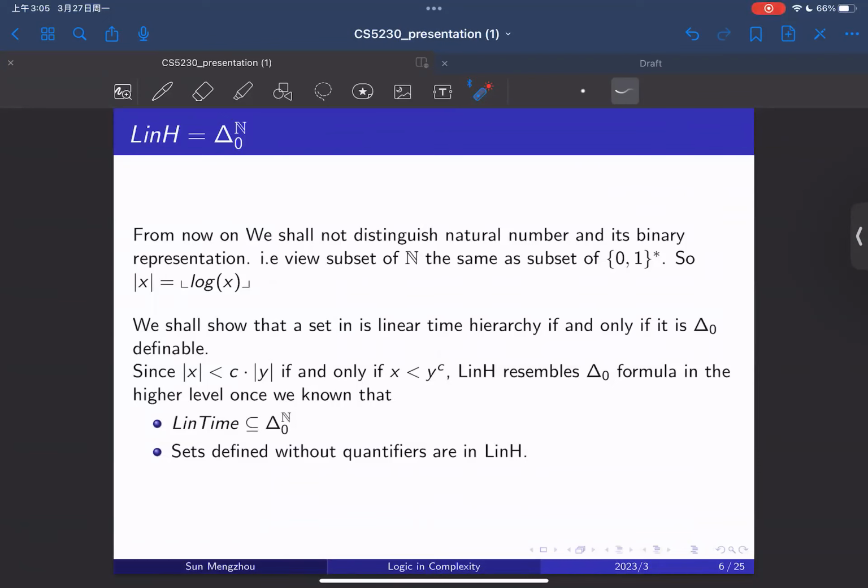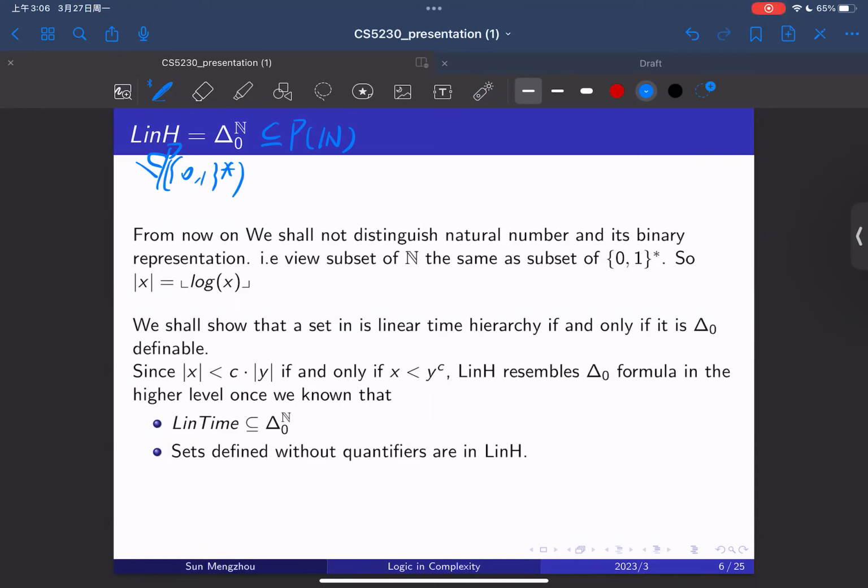So actually, we are going to show that the linear hierarchy is the same as the Delta 0 definable subsets. But here the problem is that this one is a subset of {0,1}*, while this one is a subset of the power set of natural numbers. But we can have a correspondence using the binary representation.